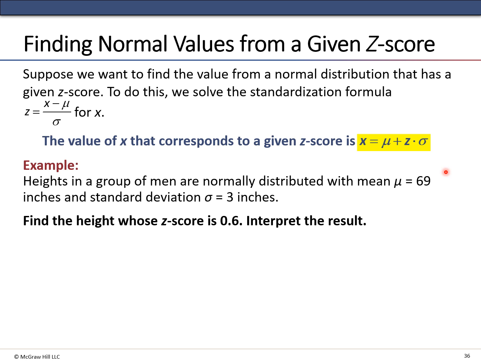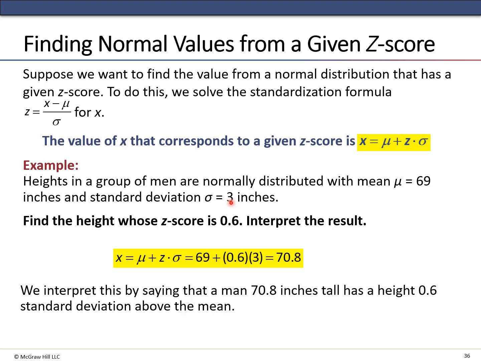Heights in a group of men are normally distributed with mean mu equals 69 inches and a standard deviation sigma equals 3 inches. Find the height whose z-score is 0.6. This is really simple. This is a plug-and-play problem. So x equals the mean, 69, plus z, 0.6, times the standard deviation, 3. And so we get 70.8.